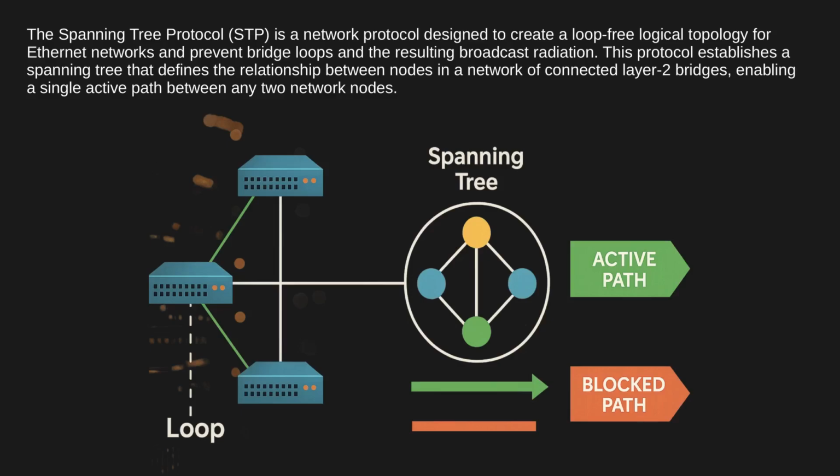The Spanning Tree Protocol, STP, is a network protocol designed to create a loop-free logical topology for Ethernet networks and prevent bridge loops and the resulting broadcast radiation. This protocol establishes a spanning tree that defines the relationship between nodes in a network of connected Layer 2 bridges, enabling a single active path between any two network nodes.